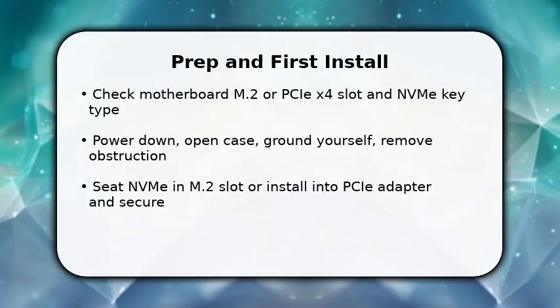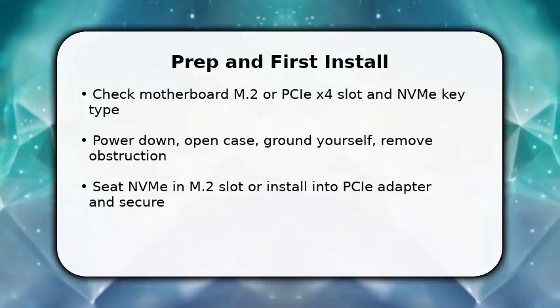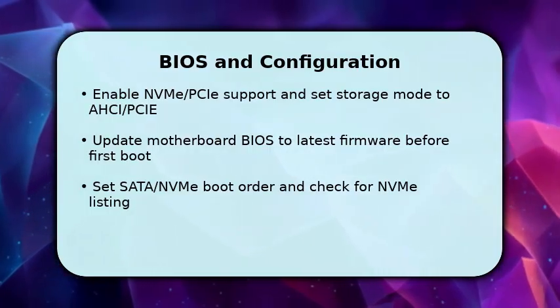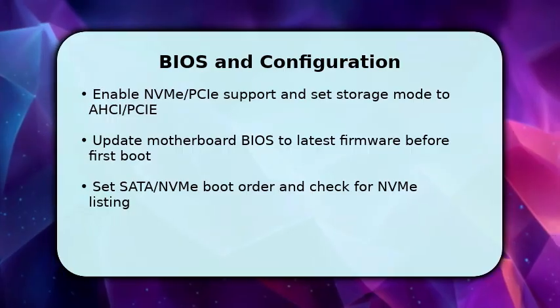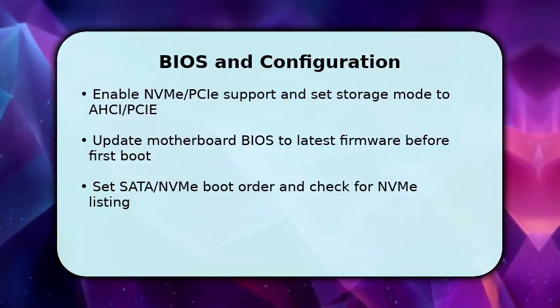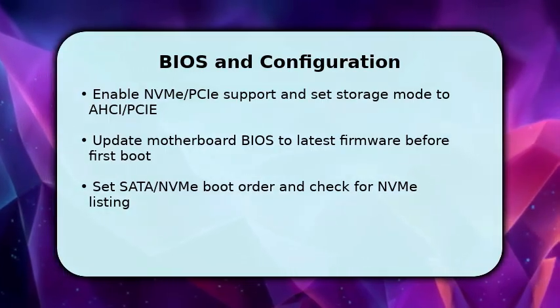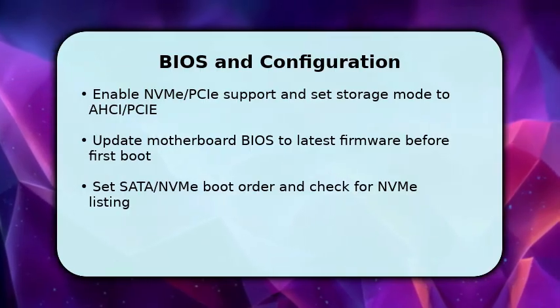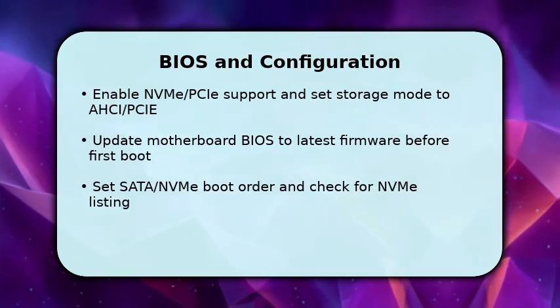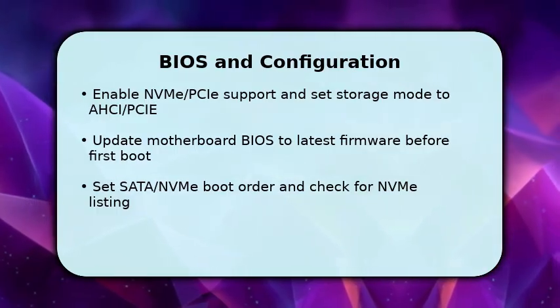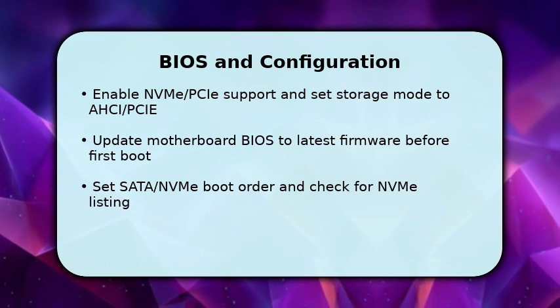With the hardware seated, boot into BIOS to tell the system how to talk to the new drive. First, update the BIOS if needed. Later BIOS revisions often add NVMe support and prevent detection problems. Once updated, enable NVMe or PCIe storage support and set the relevant storage mode to AHCI or NVMe as required. Then adjust boot order to prefer the NVMe if you plan to install an OS.